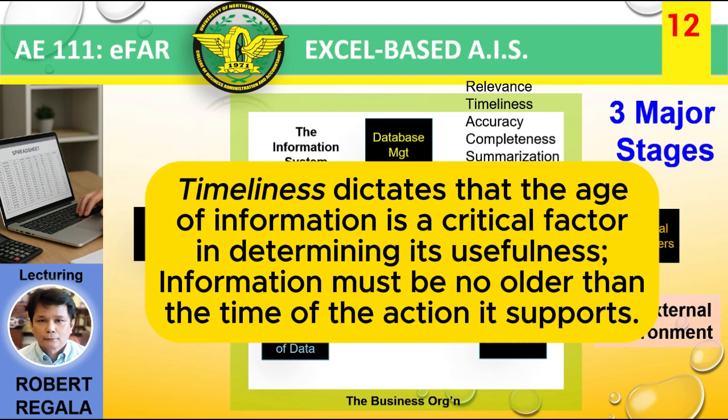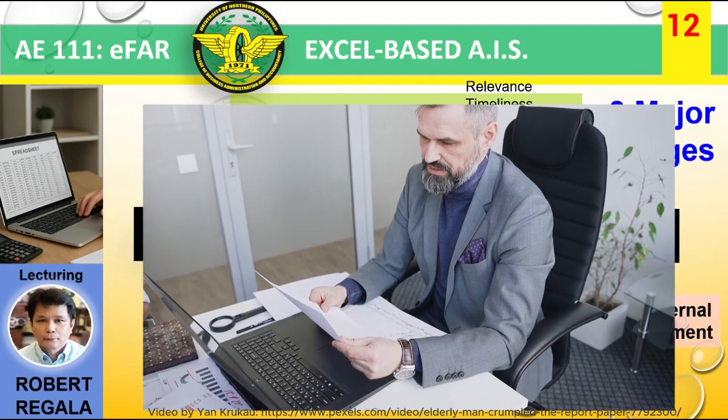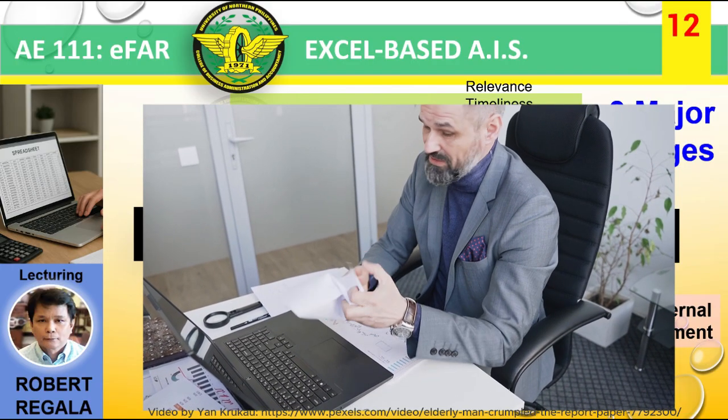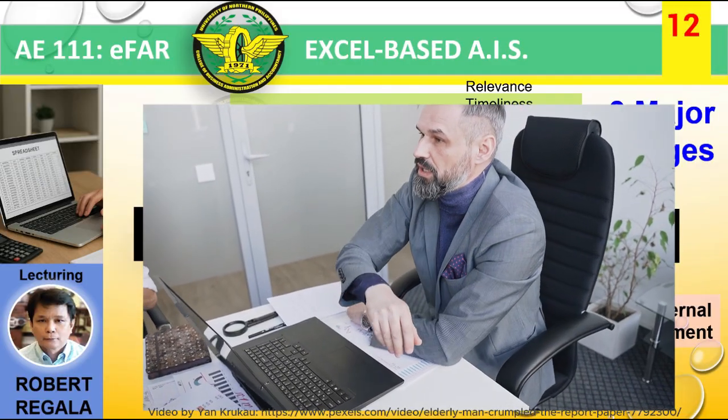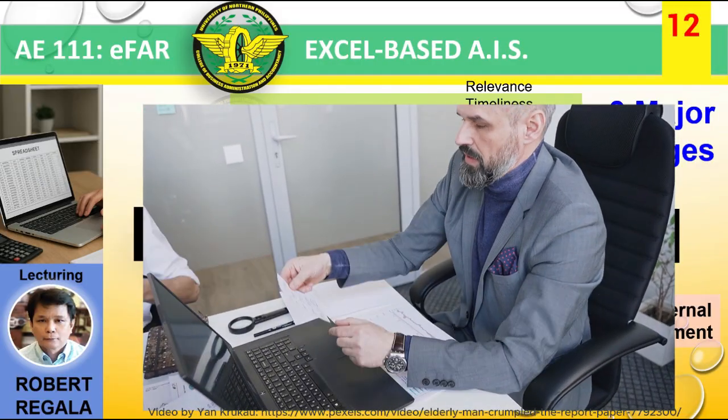Timeliness dictates that the age of information is a critical factor in determining its usefulness. Information must be no older than the time of the action it supports. For example, if a manager makes decisions daily to purchase inventory from a supplier based on an inventory status report, then the information in the report should be no more than a day old.